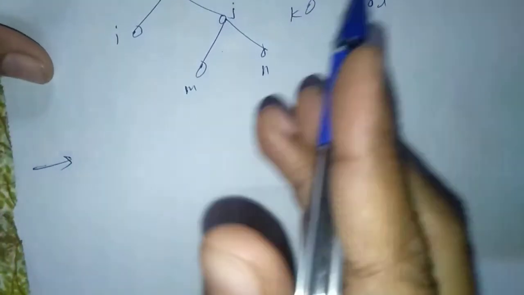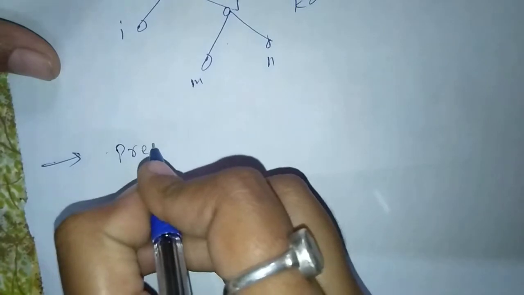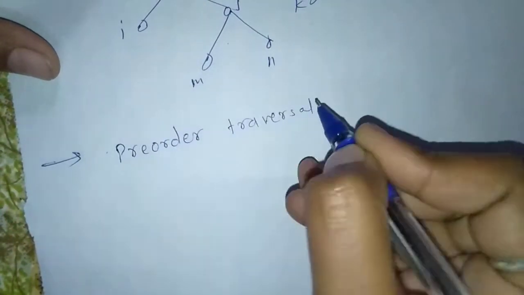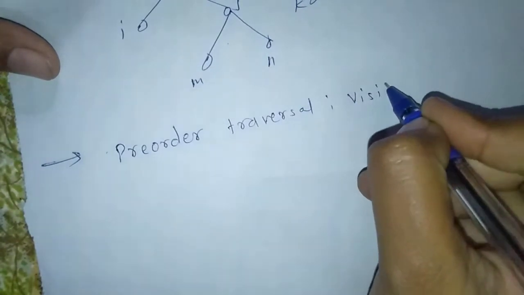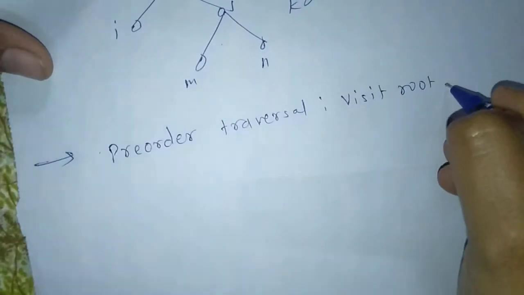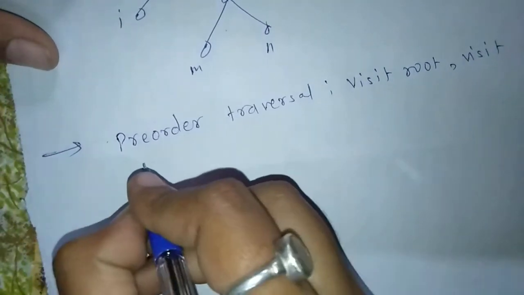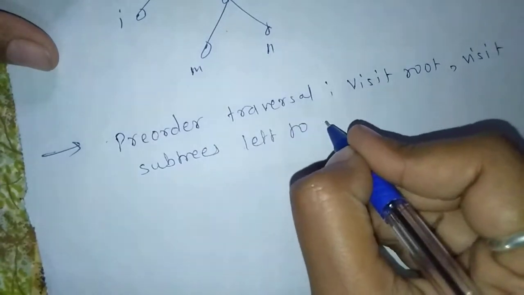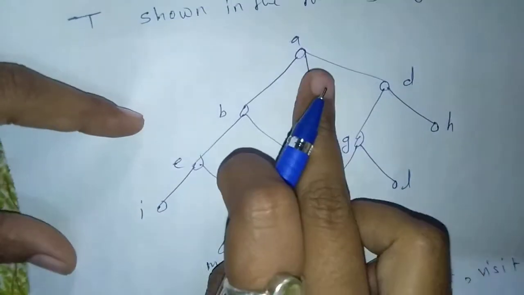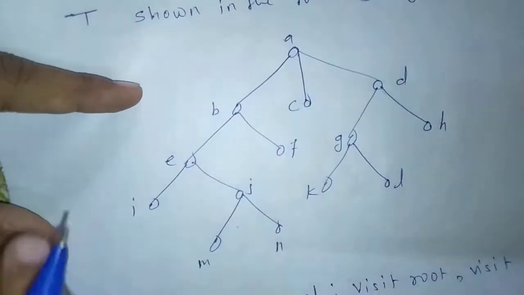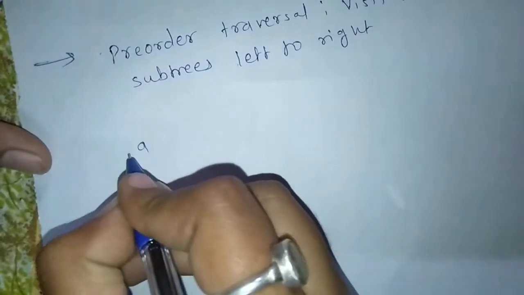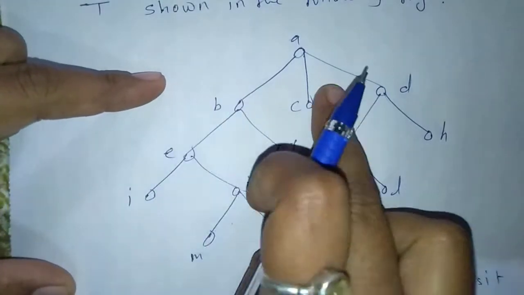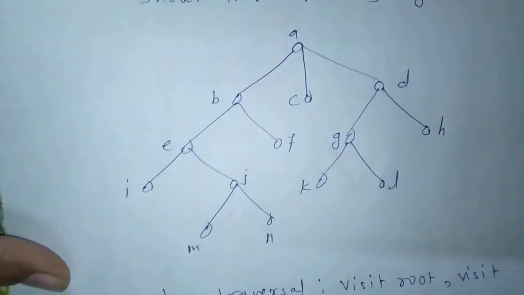Now first, preorder traversal: visit root, then visit subtrees left to right. First this is the root of this ordered rooted tree, so first visit root and next visit subtrees. Here first subtree, second subtree and third subtree.